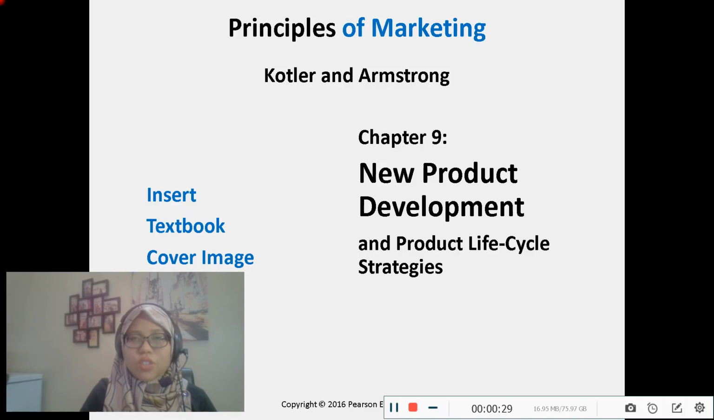For the classification, product can be divided into two, consumer product, industrial product. Consumer product is coming from consumer market. Industrial product is coming from business market. For the decision, organizations need to make decisions on product or service, product line, as well as product mix.